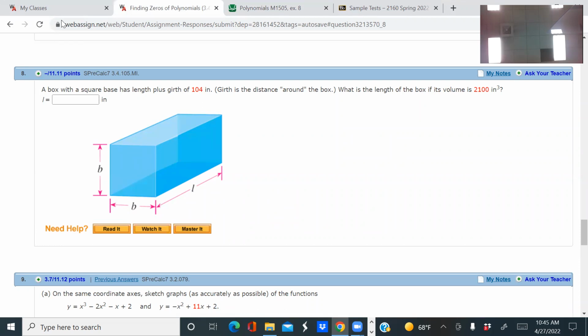So if you take the length there and then plus that distance around the box this way, of course, you could also go around the box the long way, but they mean around the box this way. Add those two things together, you get 104 inches. And they also say that the volume of the box is, in my version of the problem, 2,100 cubic inches. Okay. And they want to know then what is the length of the box.